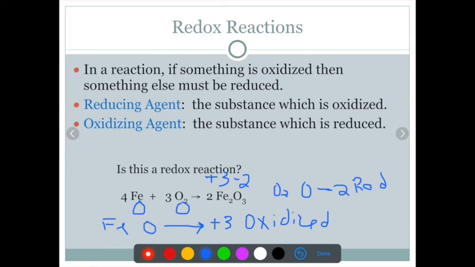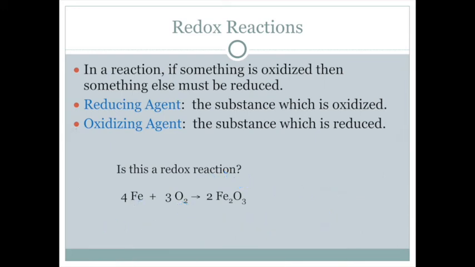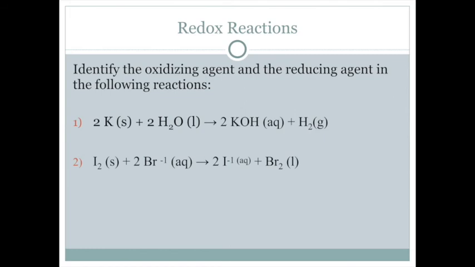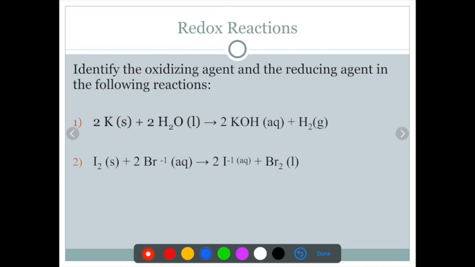But remember, they go hand in hand. Okay, so if something was reduced, we say it was the oxidizing agent because it took those electrons. So that can get a little confusing. Just be careful with that. All right, let's do these problems. Okay, so we're going to figure out what is reduced, what is oxidized, and then we'll figure out the agents.